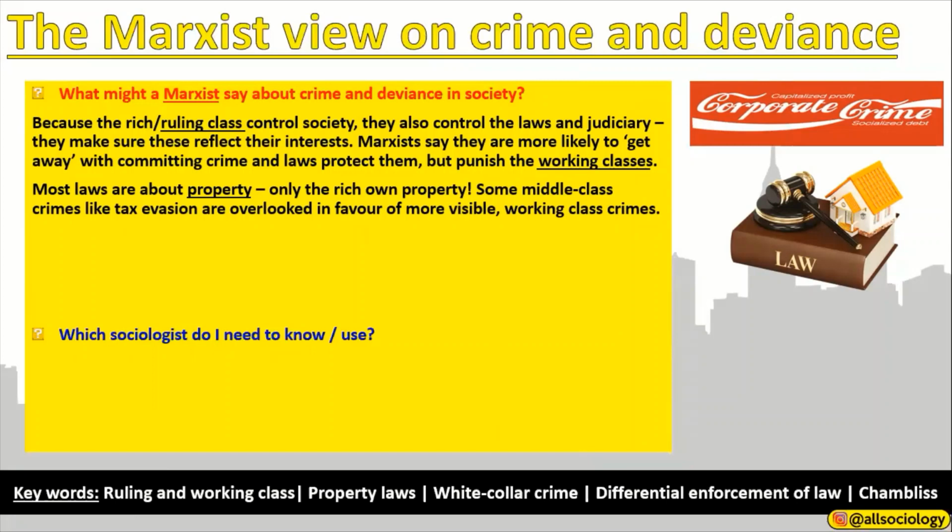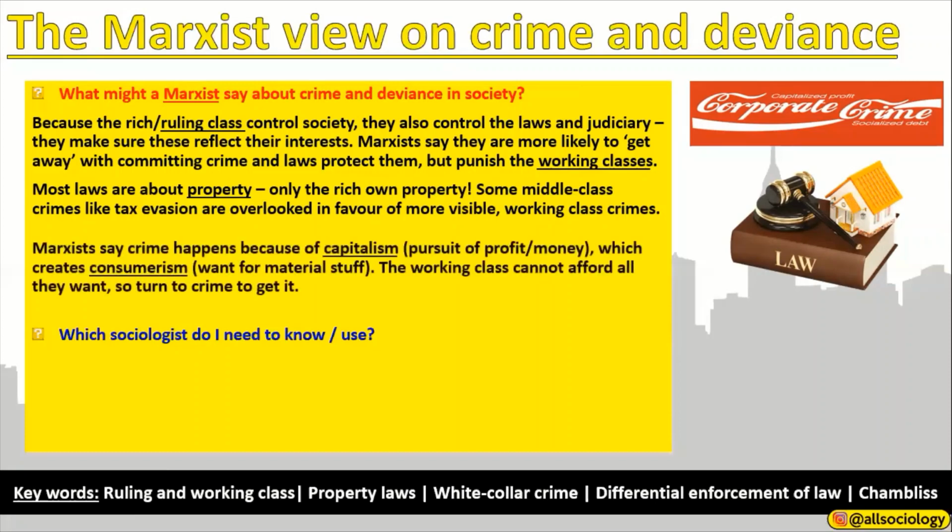So yeah, I've just mentioned that most laws are about property and only the rich own property. The other thing you might want to use as examples when we use the Marxist argument are corporate crimes, things like tax evasion, embezzlement, fraud, all of those kind of things that are often overlooked in favour of more visible working class crimes as well.